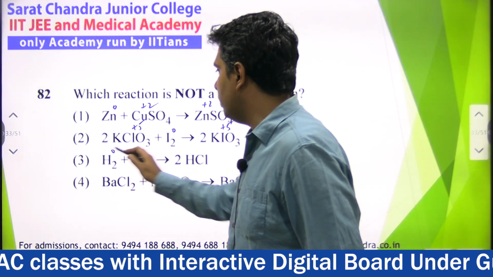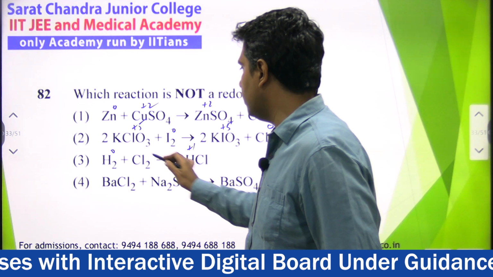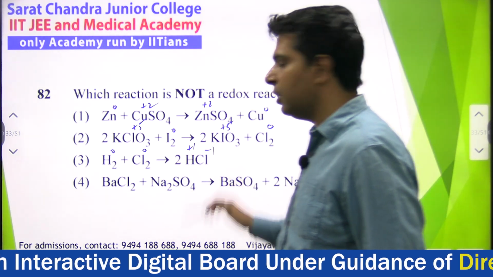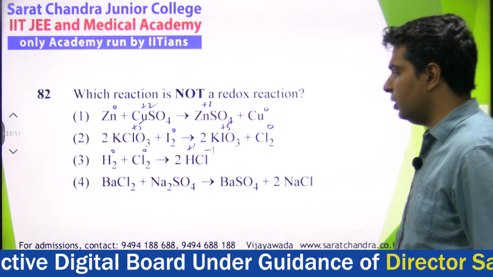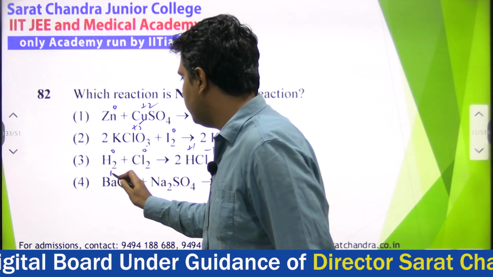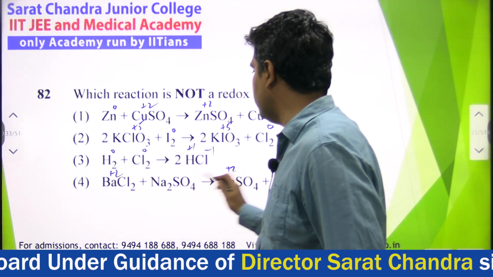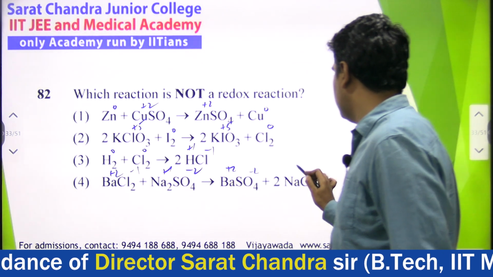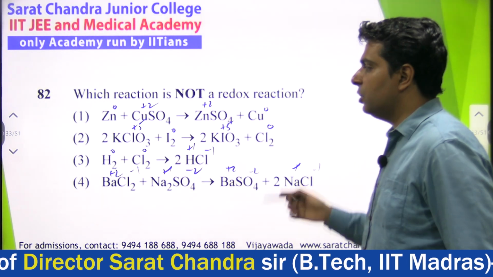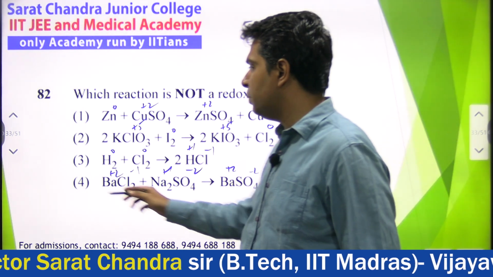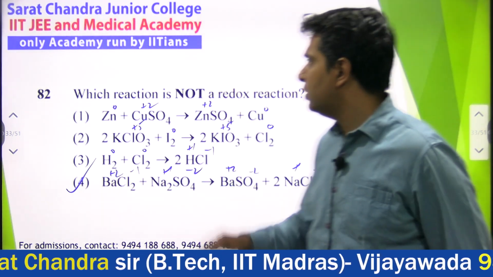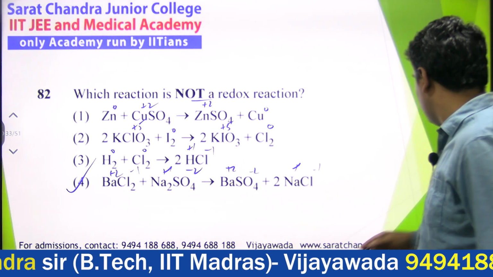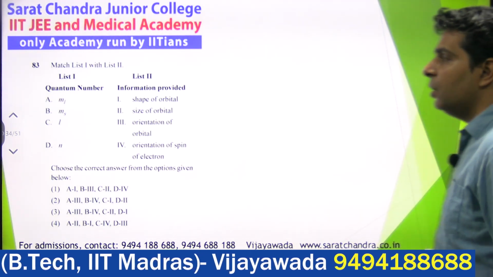Over here, hydrogen is going from 0 to +1, that is oxidation. Chlorine from 0 to -1, that is reduction. So this is also a redox reaction. In the last reaction, if you see, the oxidation state is not changing for any of the atoms. So this is not a redox reaction. This is just a displacement reaction. So which is not a redox reaction? Answer will be the fourth option. Next question.